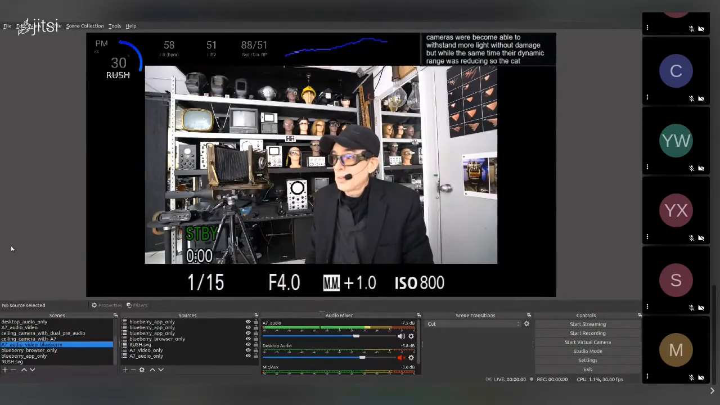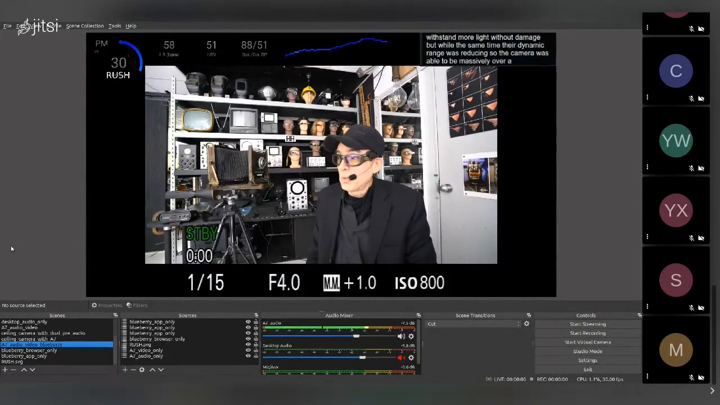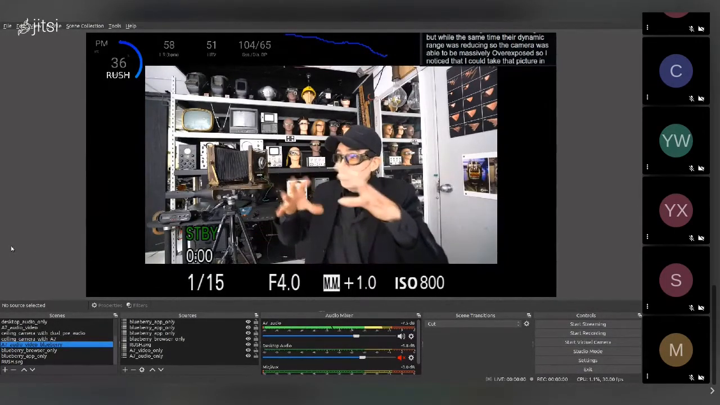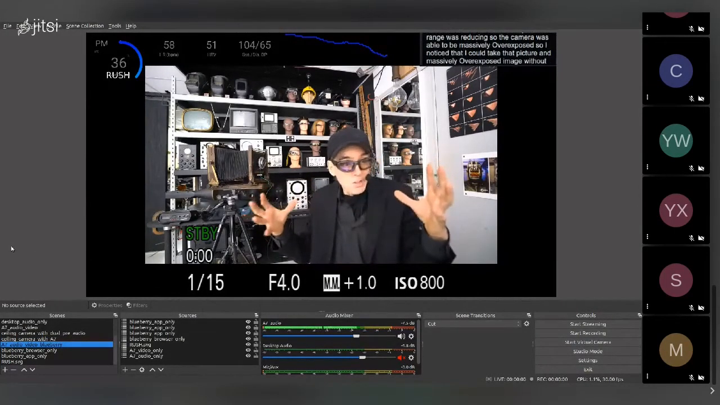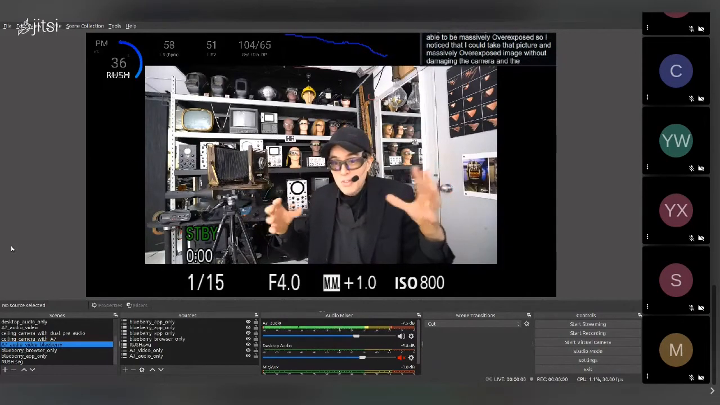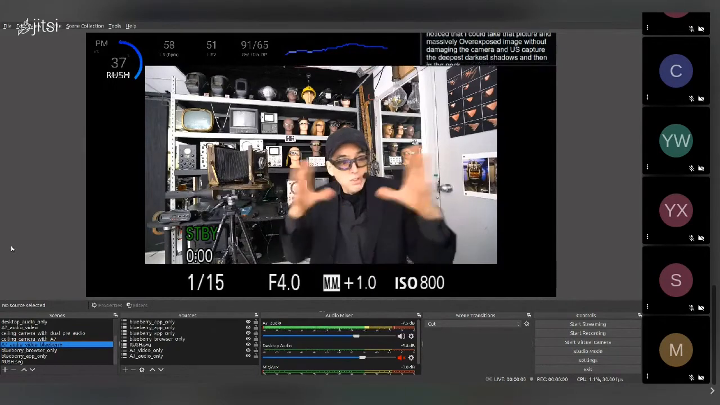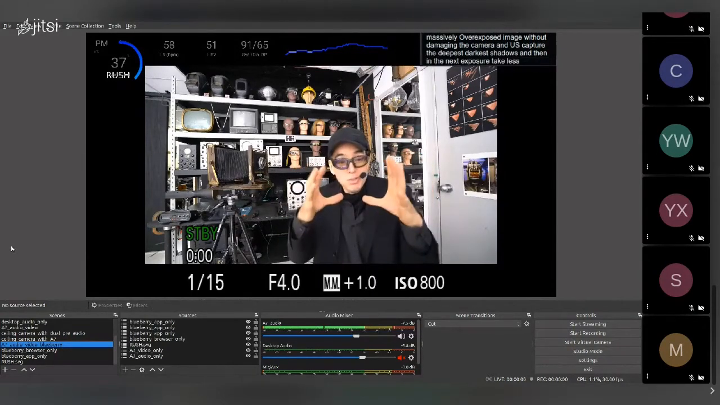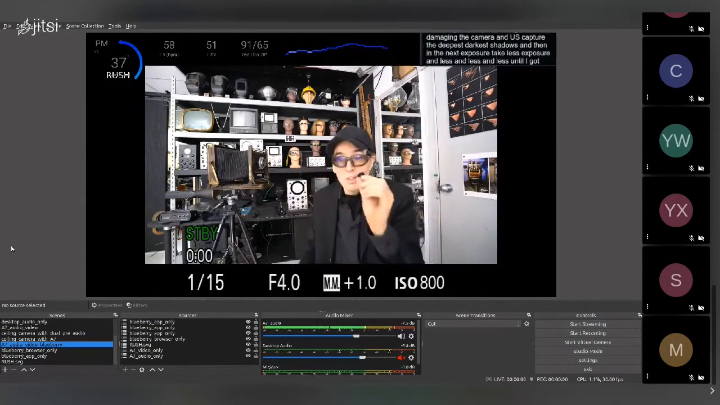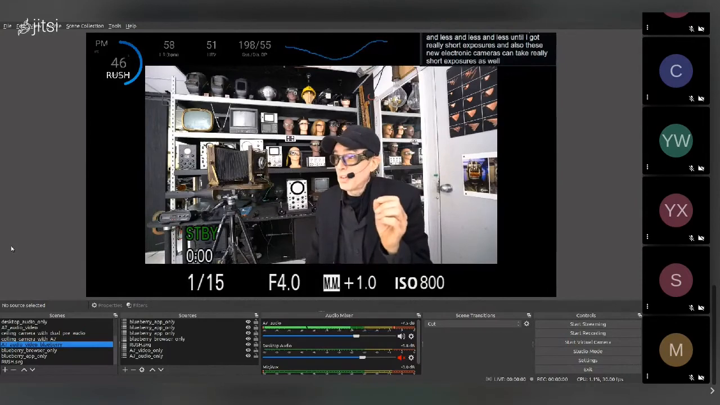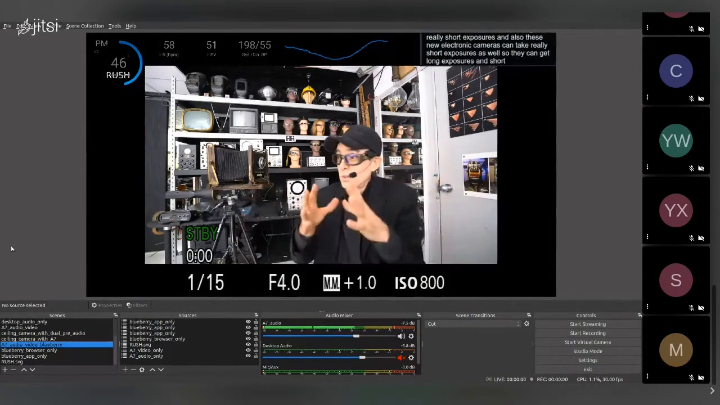So the camera was able to be massively overexposed. So I noticed that I could take that picture and massively overexpose the image without damaging the camera, and thus capture the deepest, darkest shadows. And then in the next exposure, take less exposure and less and less until I got really short exposures. And also these new electronic cameras can take really short exposures as well. So they can get long exposures and short exposures.